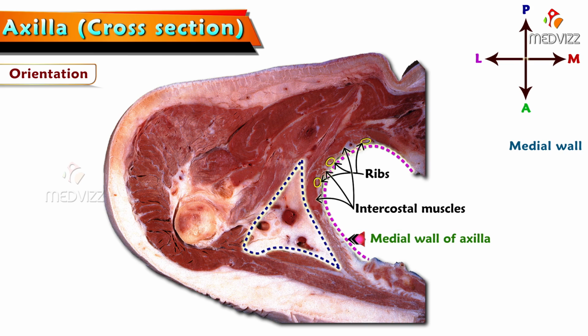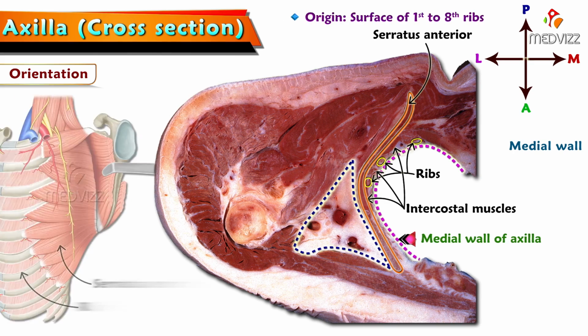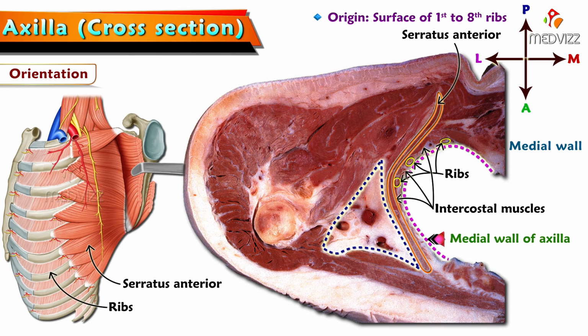We can also appreciate serratus anterior muscle which is along the ribs, gaining its origin. The serratus anterior is the muscle that originates on the surface of first to 8 ribs at the side of the chest and inserts along the entire length of medial border of axilla. So the entire costal surface of medial border, it inserts.